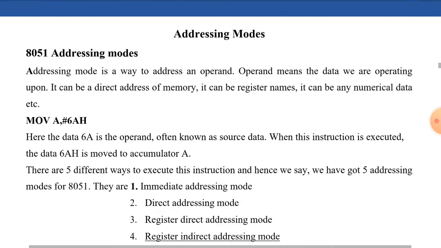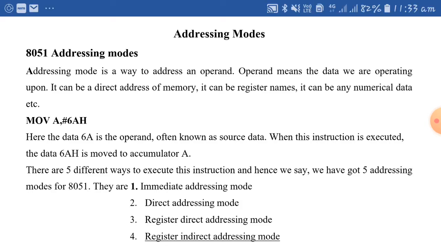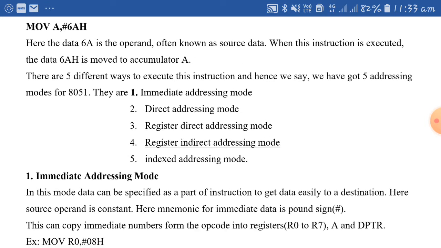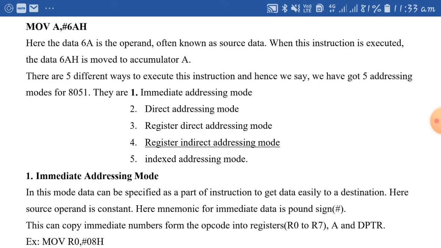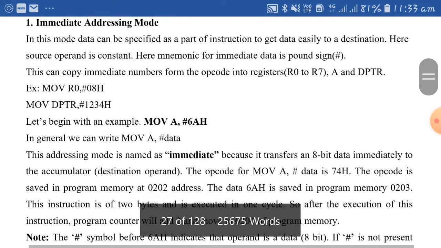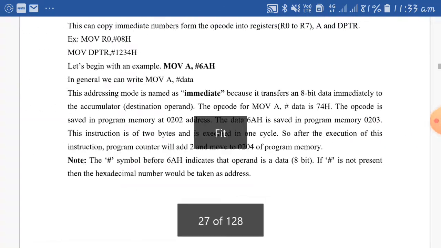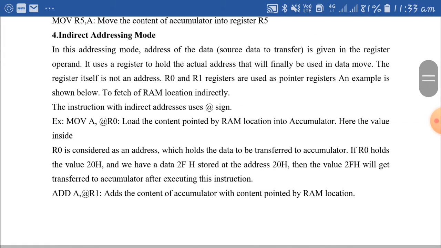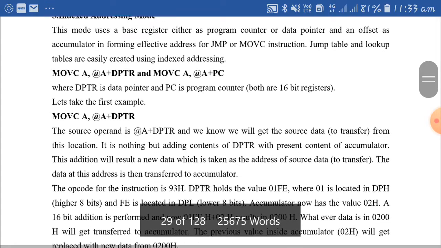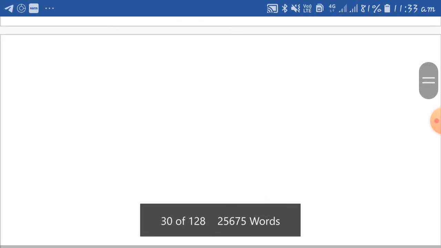Next is the third unit important question, which is addressing modes. In total you have 5 addressing modes, and it's very important from an exam point of view. You have to explain all 5 addressing modes: immediate addressing mode, direct addressing mode, register direct addressing mode, register indirect addressing mode, and indexed addressing mode. I explain all these addressing modes with examples, so you can go through these concepts and see how they work. This is the important question in this unit.